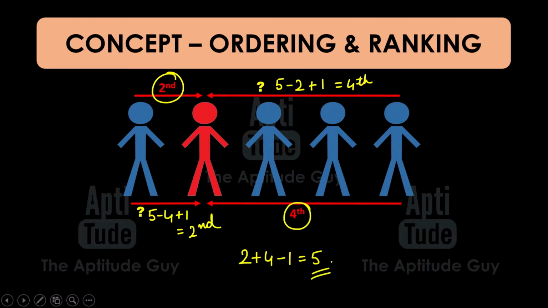So these are the three types of questions that they can ask you in ordering and ranking. One is the rank from one side is given, you have to find the rank from the other side, and vice versa. And the last one is both the ranks are given and you have to find the total number of people.